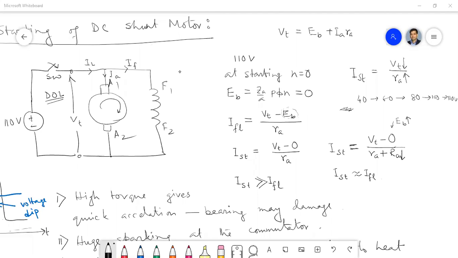Okay, so have you understood? If we gradually increase this voltage from a lower value to the rated value, then also the problem may be avoided. So these two are the suggestions.